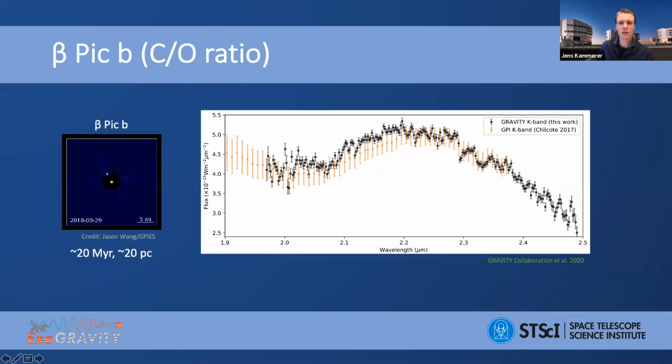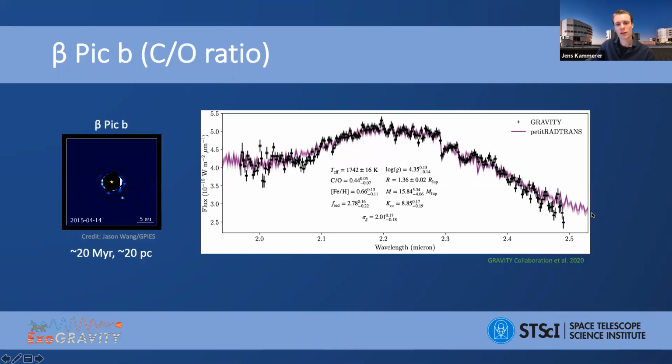So at the resolution of GRAVITY, you start to see something interesting here around 2.3 microns, which is where you can start to see some carbon monoxide absorption features, some CO bandheads in the atmosphere of this giant exoplanet. So with atmospheric model fitting and free retrievals, we were able to precisely determine the atmospheric parameters of this planet. And here I basically want to focus a bit more on the C/O ratio, which we could measure to a meaningful precision for the first time for such a directly imaged exoplanet. And in this case here, we found a C/O ratio of about 0.44.